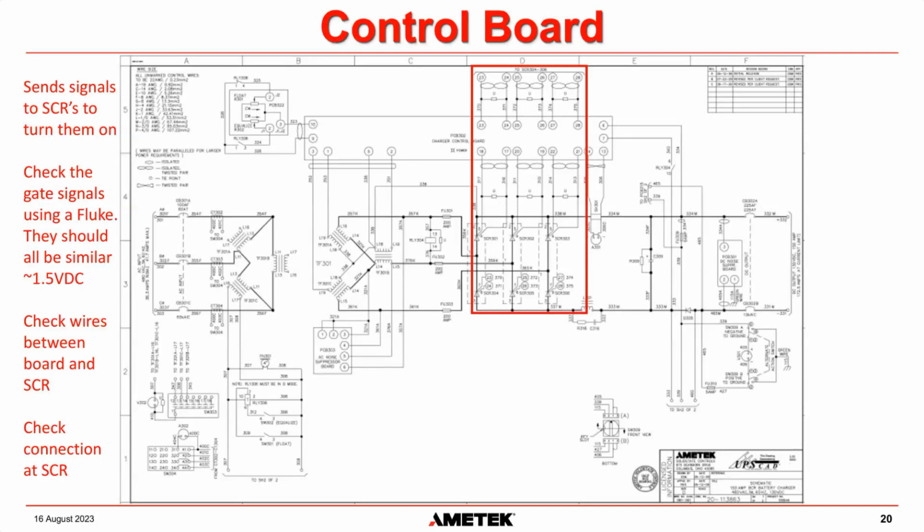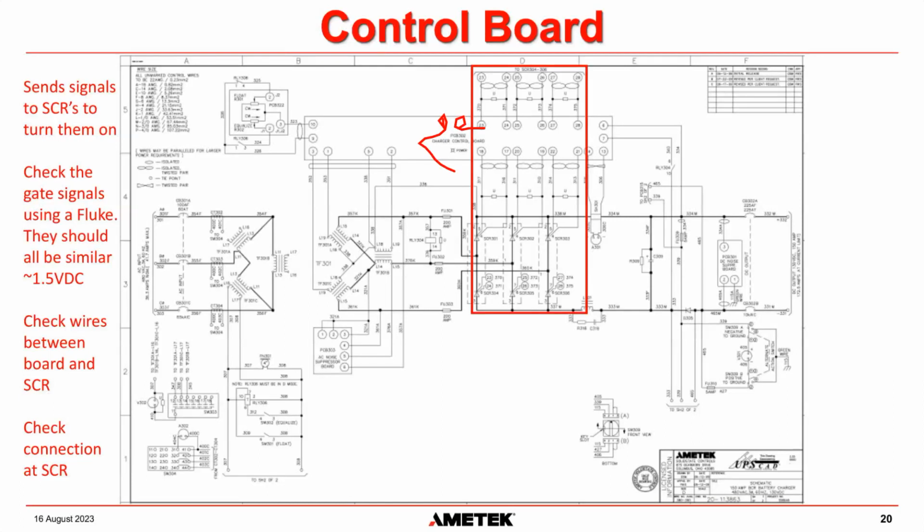So a very simple test that you can do with a Fluke is you can check the gate signals using a Fluke with the power on. So the charger has to be running, and you can check the gate signals, and they should all be roughly, for our systems, round about 1.5 volts DC. Okay, so the easiest way to check, let me do it, see if my pen is going to work. So on this circumstance, it would be this terminal here, I think that's 22, to this terminal here, 21. You want to check that, and it should be about 1.5 volts DC.